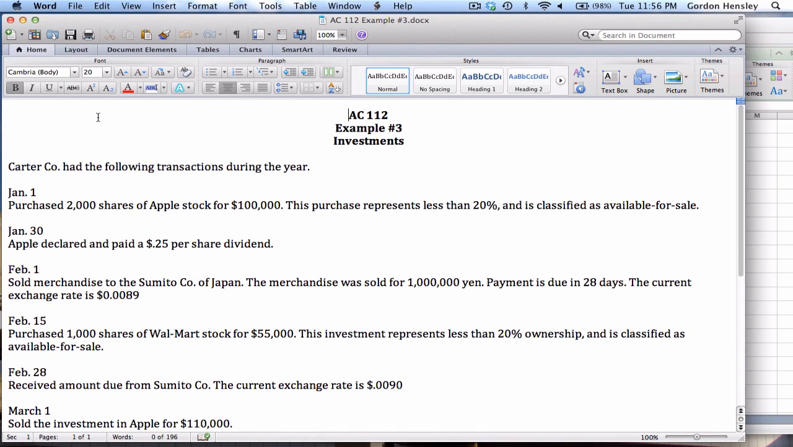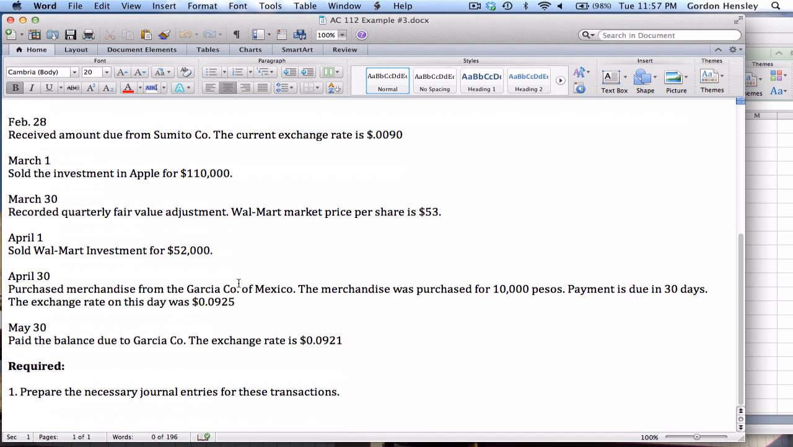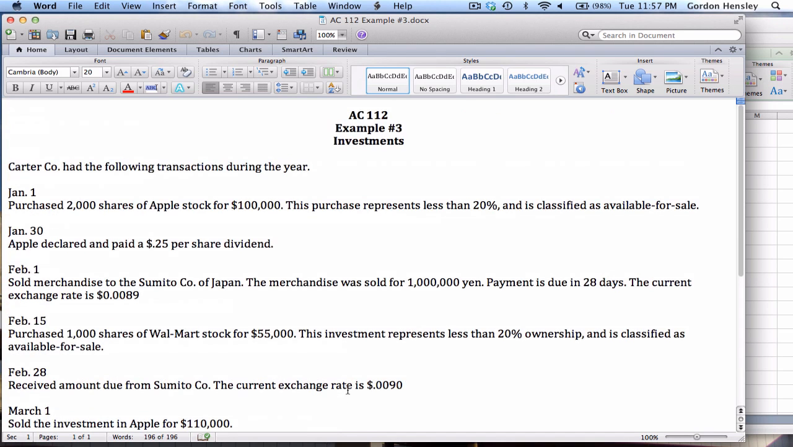This is the video demonstration on investments, and in this video I'm going to work the solution to example number 3. Now this example involves the Carter Company, and it says they had the following transactions during the year, and we have several different transactions, and these involve both investments and just, for good measure, I've actually thrown in some international transactions as well. And at the bottom on the requirements, we are required to do the necessary journal entries for these transactions. So the very first transaction occurred on January 1st.